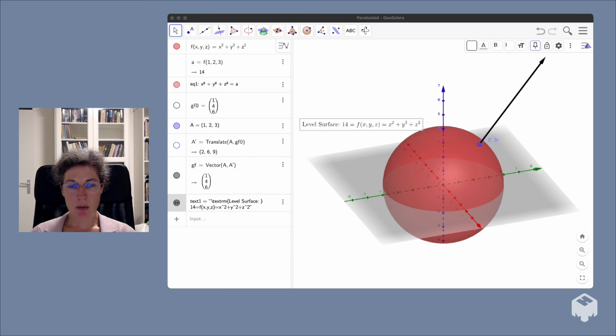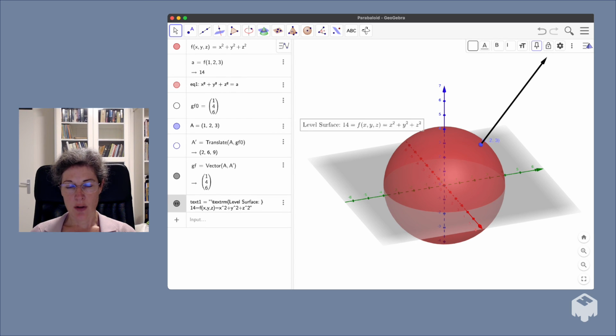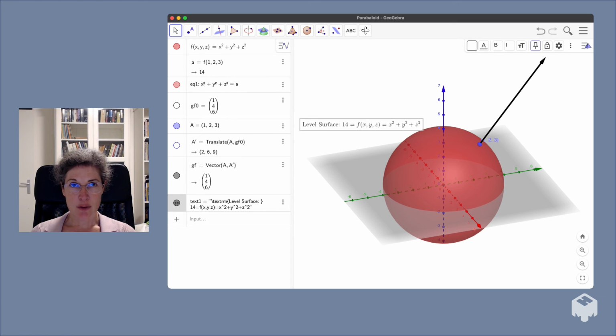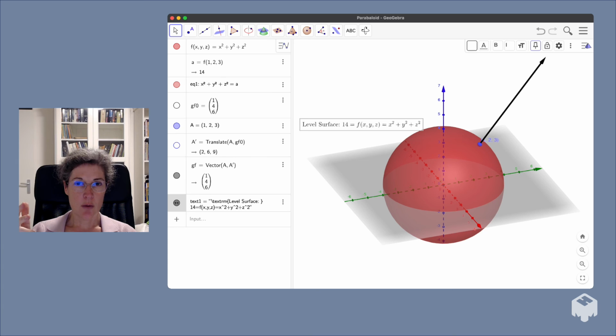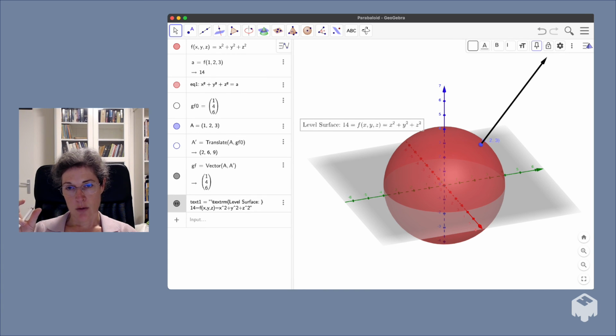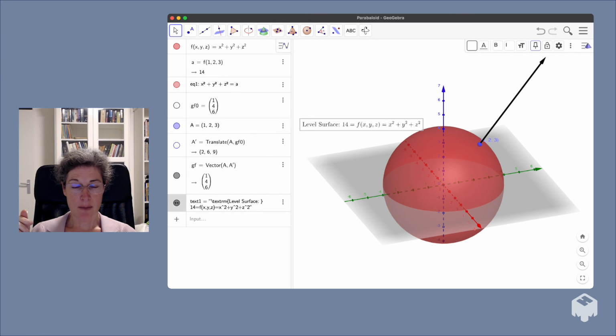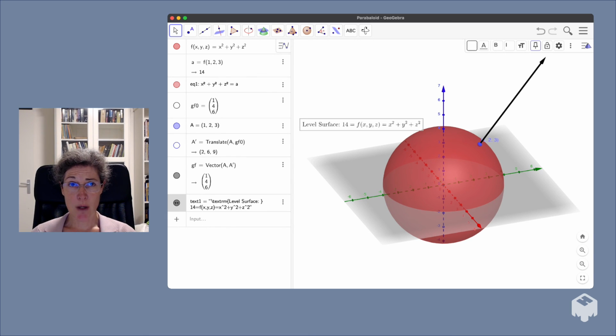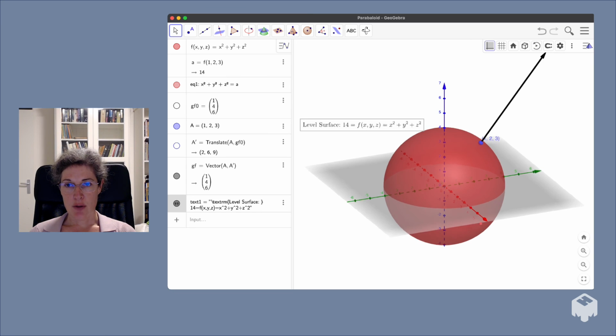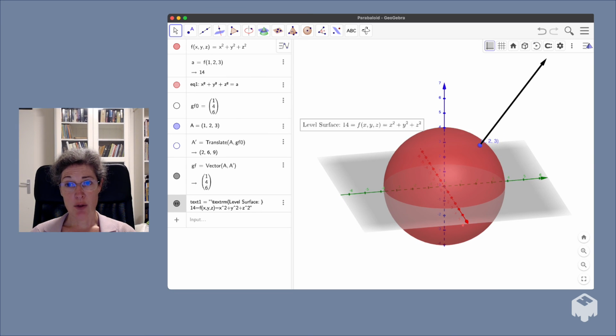Here we've got the level surface of our 4-dimensional function plotted, and the particular level surface is the one that goes through the point that we're interested in: x equals 1, y equals 2, z equals 3. You plug x equals 1 and so on into our function x squared plus y squared plus z squared, and you get 14. Setting the level surface, you get 14 equals x squared plus y squared plus z squared, which is this delightful sphere. So this is the level surface.